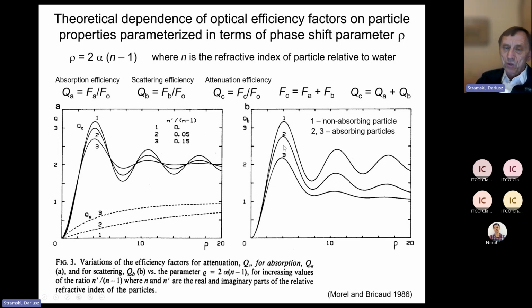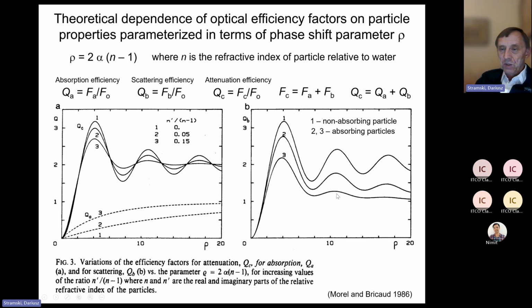If we add absorption to a particle, you see that this efficiency for scattering drops down, which makes sense. If you have a particle that is more and more absorbing, then you have less light being available to be scattered. You can interpret that simply, that effect which you see here.